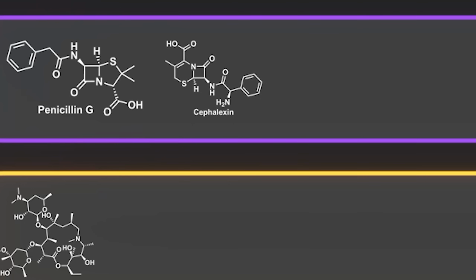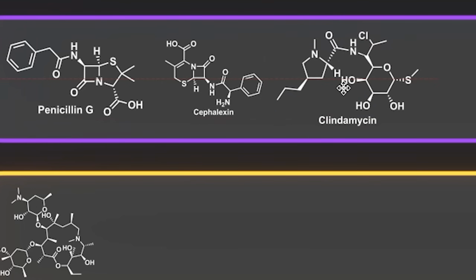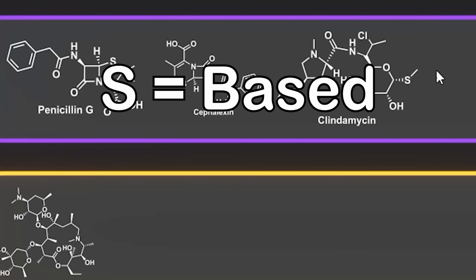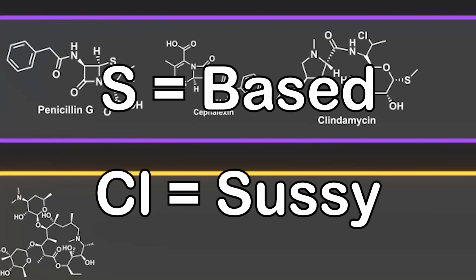So this one can be used when people are allergic to penicillin. That's pretty based, so why don't we put it right into S tier? I mean, plus there's also an S tier, so I think that makes sense. But the chlorine is definitely a little bit sus.